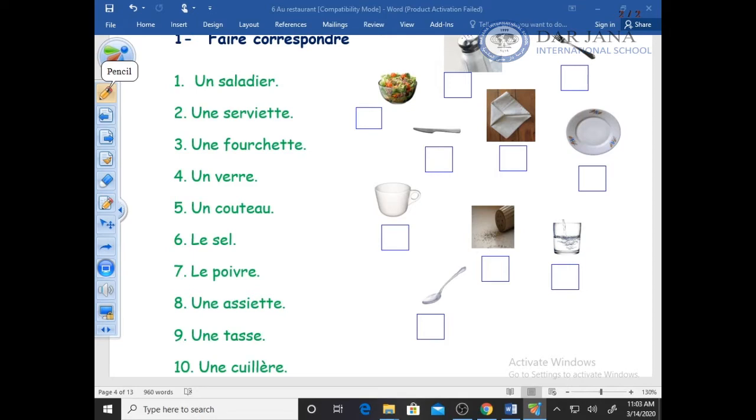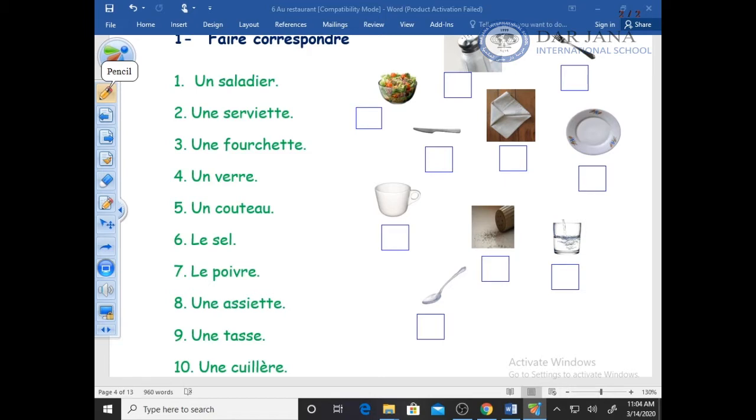Ouvrez vos livres à la page 81, page 81. Les activités. So, today we will start with the activities. Activity 1, activité 1 et activité 2. Activité 1, faire correspondre. So, you have 10 utensils, 10 ustensiles and 10 pictures.